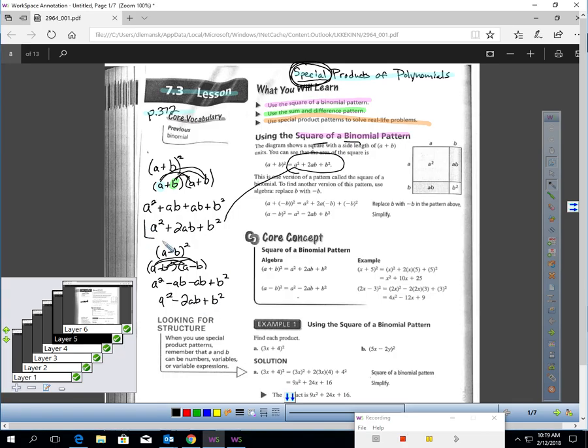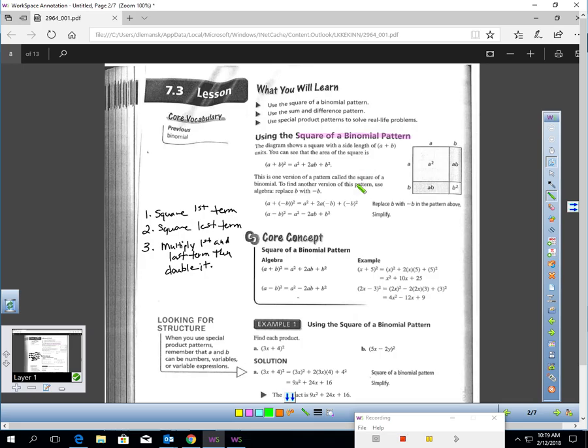Now, I want you to notice these answers. They're exactly the same, except the sign, let me highlight it in green, matches the sign that you started with. So here I had an addition, and I had an addition here. Here I had a subtraction here. So what's the shortcut? Instead of double distributing, when you have a square of a binomial, you can do these three quick steps and you're done. You can square the first term, square the last term, multiply the first and last term, and then double it. So if you're like, what?